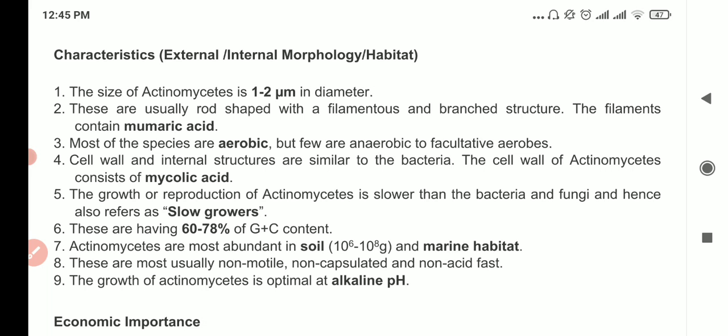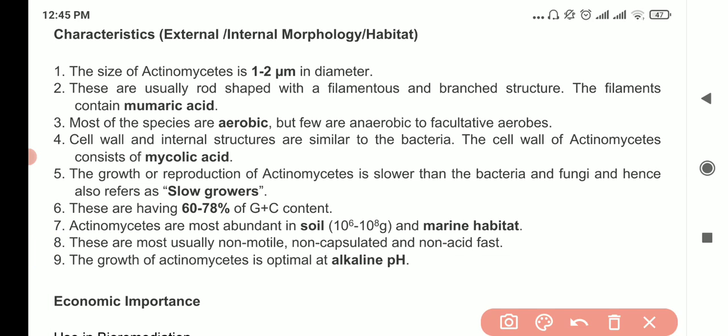Now let's look at the internal. The cell wall internal structure is like bacteria. The cell wall contains mycolic acid. Reproduction is slower than bacteria and fungus. Hence, they are slow growers. They cannot reproduce as fast as other bacteria and other fungus.